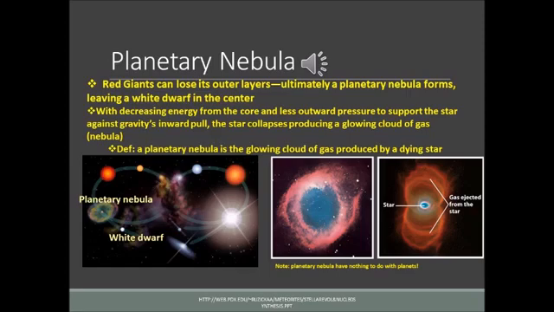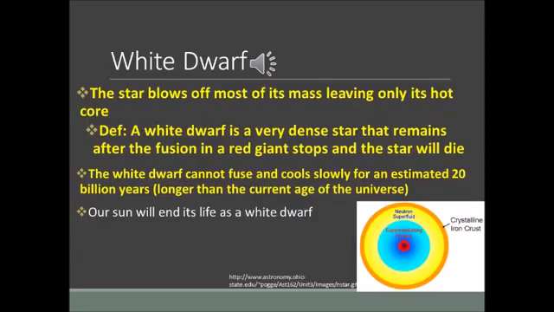So the difference between a planetary nebula and a nebula is the planetary nebula will have the core left over at the end of a life cycle, where a regular nebula is just the gas and dust, which will then form into a star. So after the planetary nebula and all the gas dies off, again, we have nothing left but the white dwarf. The star blows off all of its extra mass, leaving only this hot core.